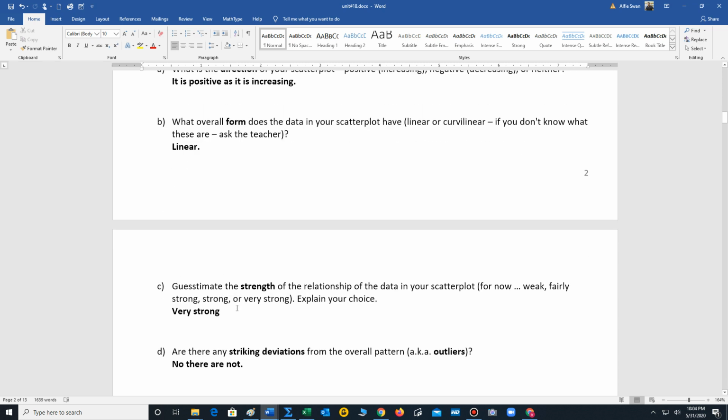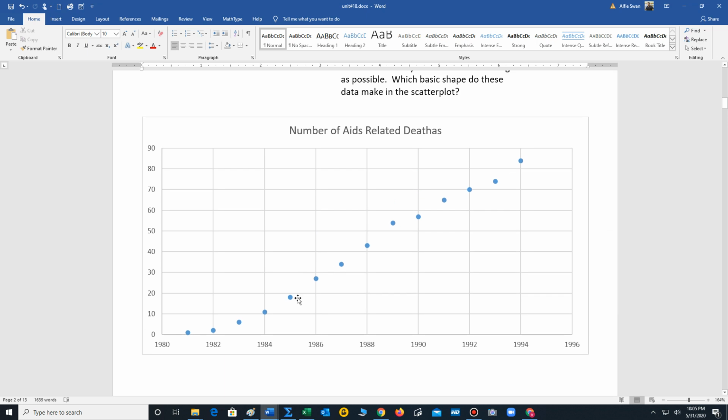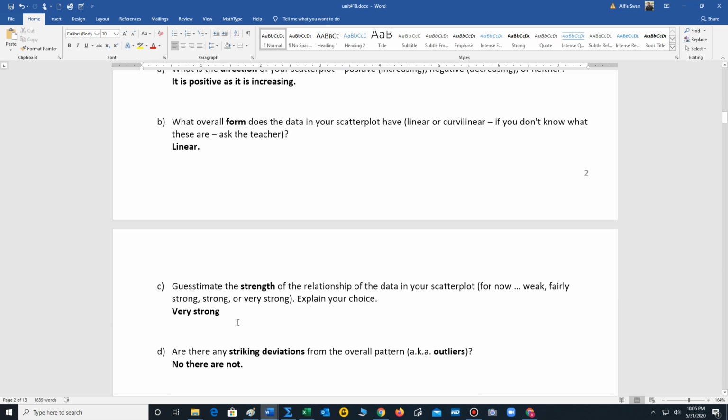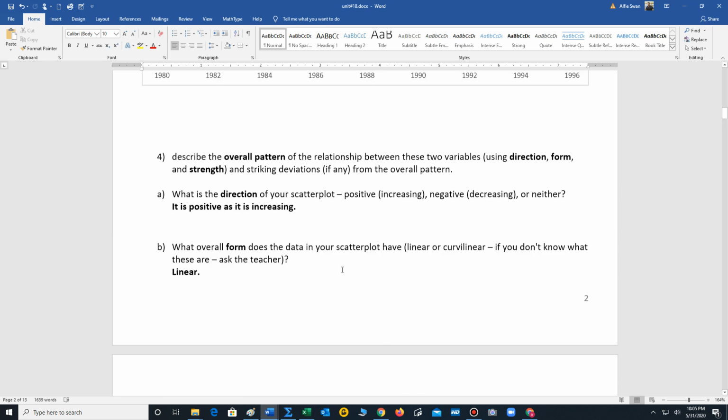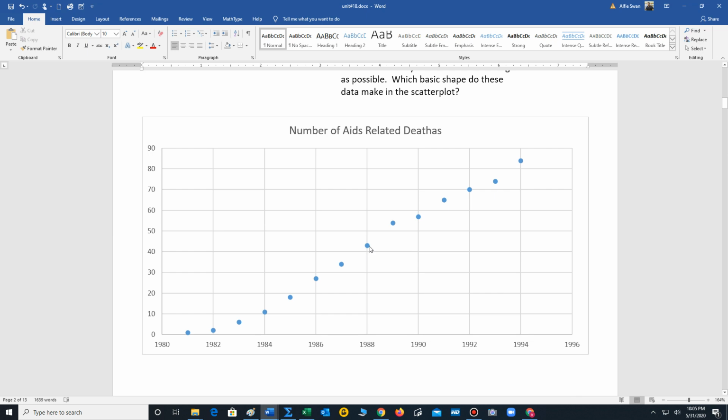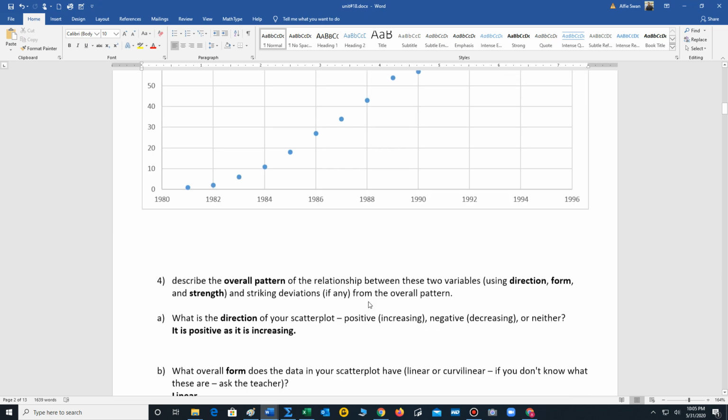The strength, is that linear relationship very strong, weak, fairly strong? I would say it's a very strong linear relationship, very strong. And then finally it says, are there any striking deviations, any outliers? No. An outlier would be a value that would be out of the sequence. And I don't see any values that fall out of the sequence. So there's no outliers.